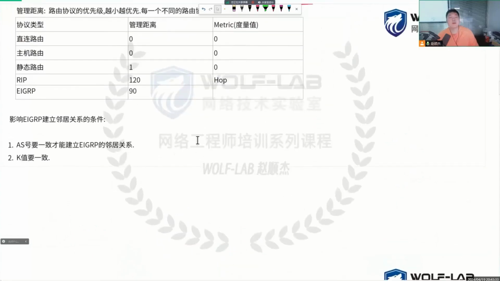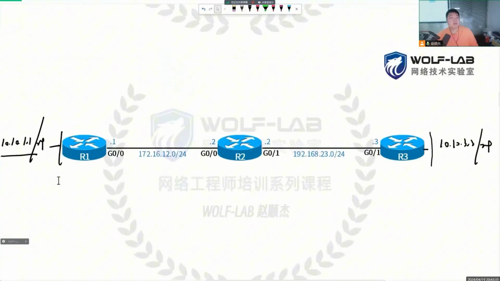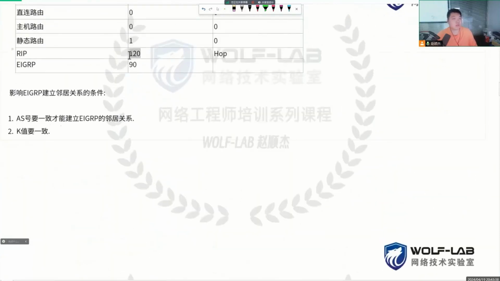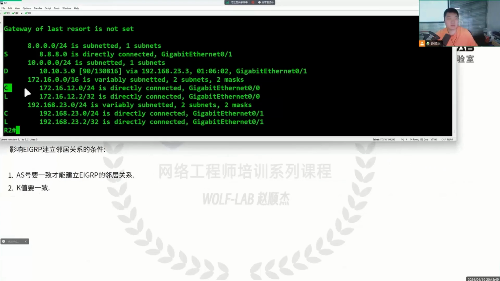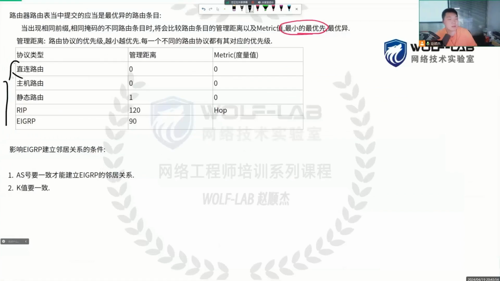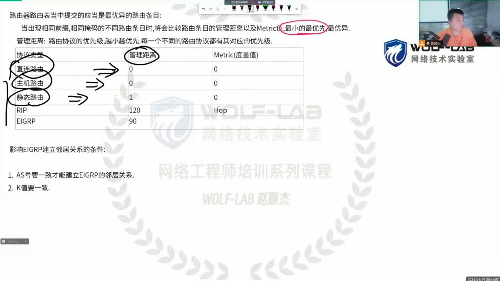Then the metric value. What is it calculating? Administrative distance is used to distinguish our routing protocols. Different administrative distances are like different ways to reach destinations. When we forward according to the routing table, the administrative distance is our distinction between different means of transportation. Every mode of transportation has its own administrative distance, for example bicycles, motorcycles, airplanes, high-speed trains. So every different protocol has its own priority.